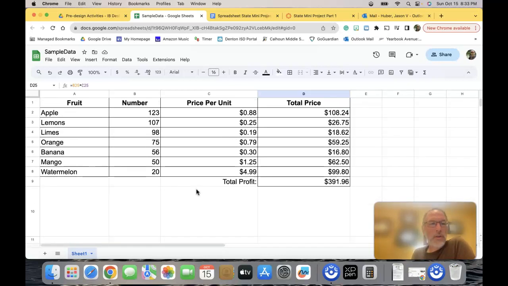Let's go back up here to our top and let's do a quick graph. I said we were going to do that at the end. Okay. Let's say I want to graph the number of fruit. I want to see visually the fruits they have more of and the fruits they have less of. Okay. So I'm going to highlight the information I want, the fruit names and the numbers. And I have a quick insert chart button here.